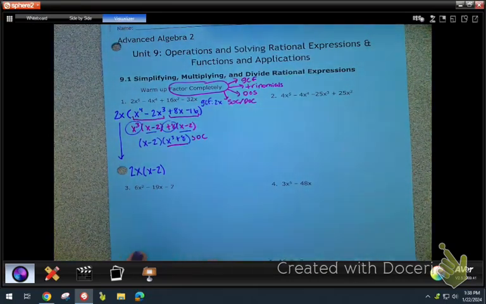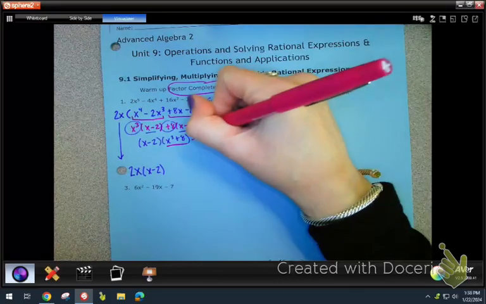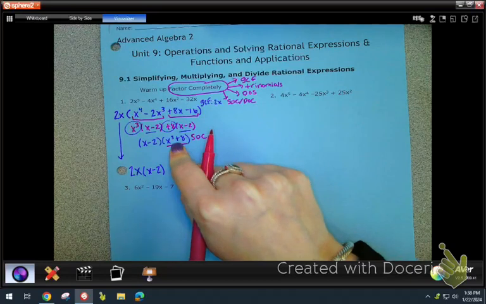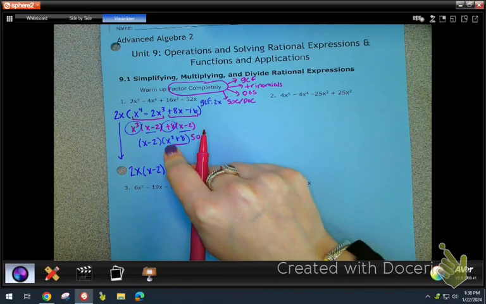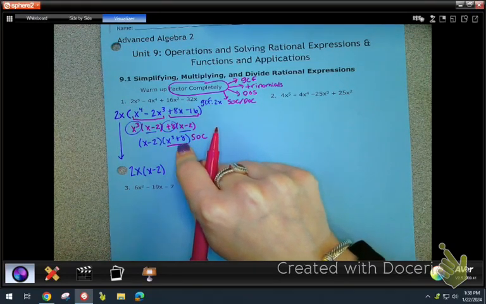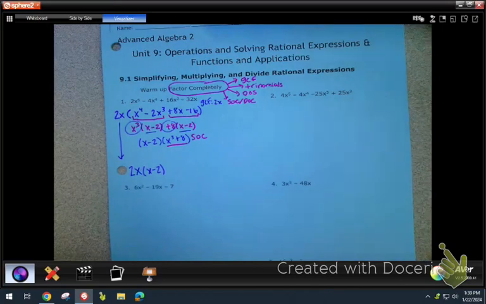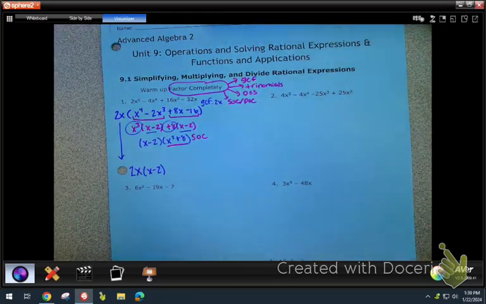Sum of cubes. SOC. Why did I say sum? What's the sign in the middle? A plus. X to the 3rd is a perfect cube. 8 is a perfect cube. How do I know that? Because 2 times 2 times 2 is 8, and x times x times x is x to the 3rd. Okay? So that is a sum of cubes.